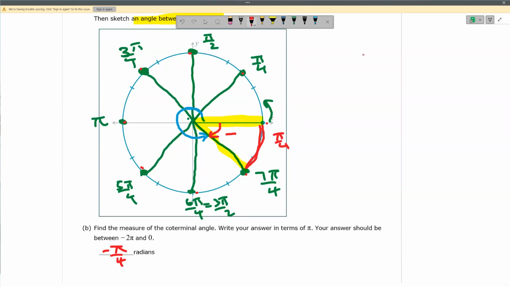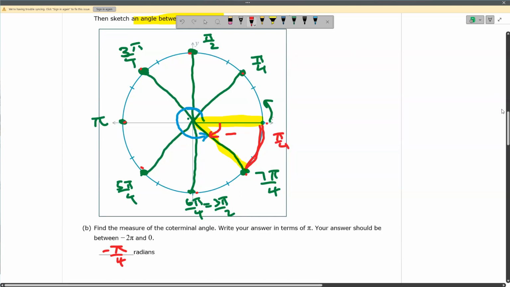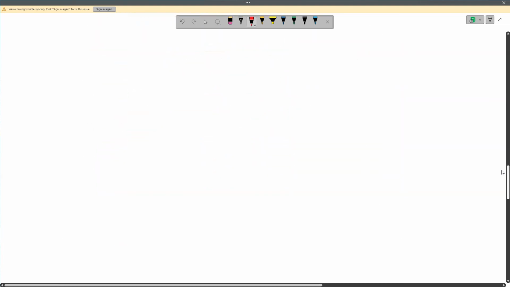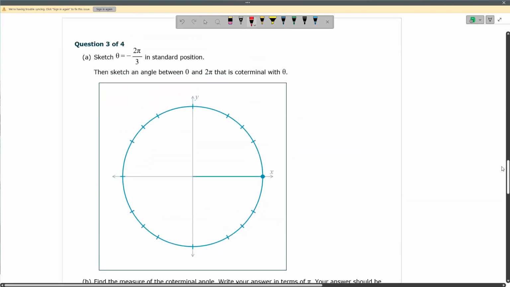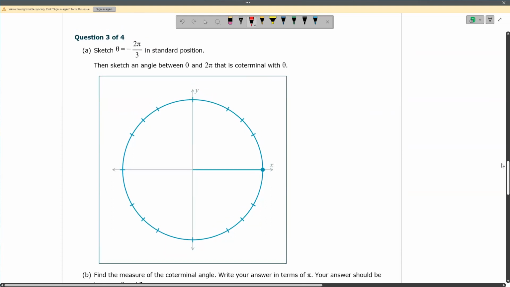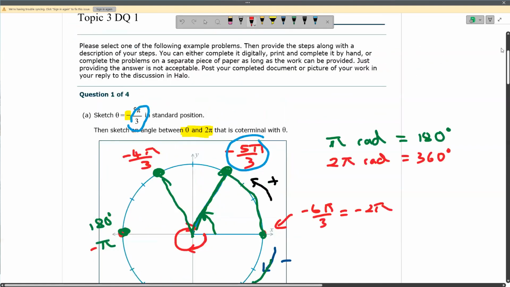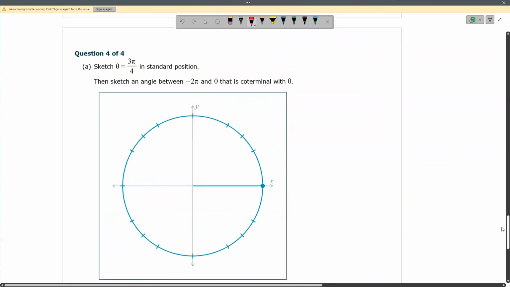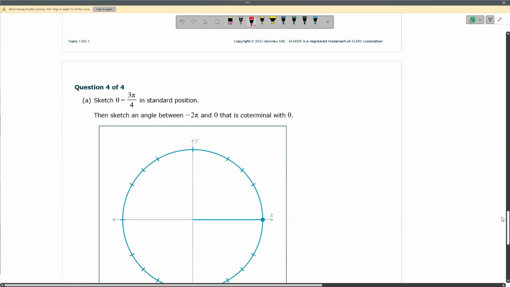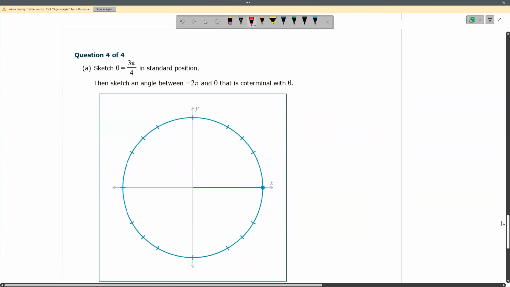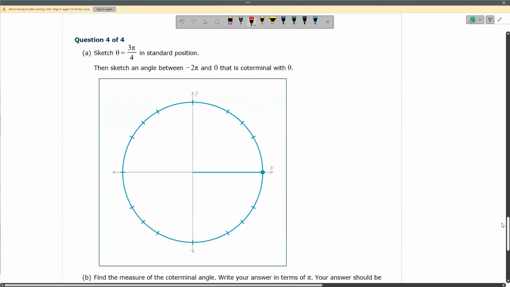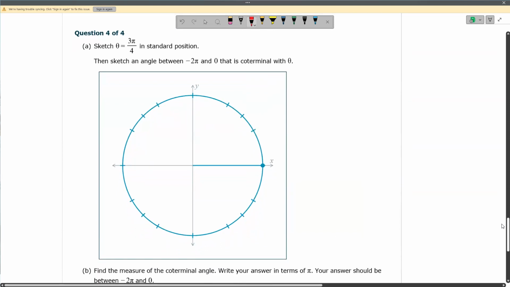Okay, I hope that you get an idea by now. And let me do one more. All right, so here's the third one. This negative 2 pi over 3 is similar. Let me do the last, okay. So the last one is similar to the second.